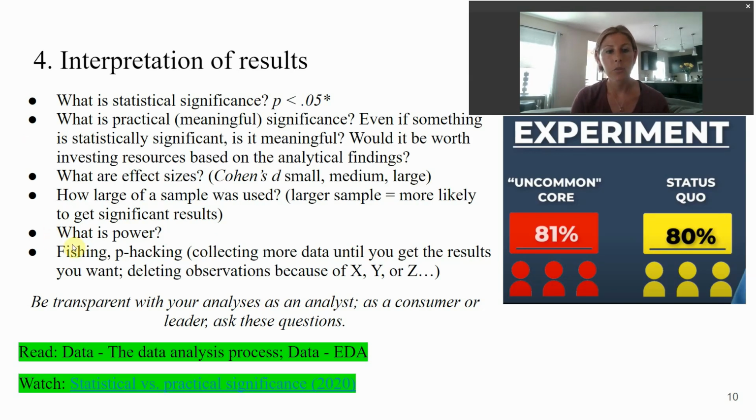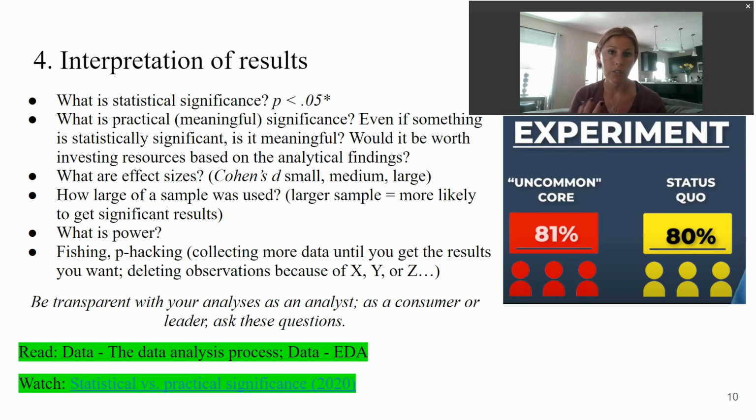And this is related to the next topic of power. So power is the ability to detect an effect that exists. Power depends on a lot of things. One is sample size, right? The larger the sample you have, the more likely you are to detect an effect.